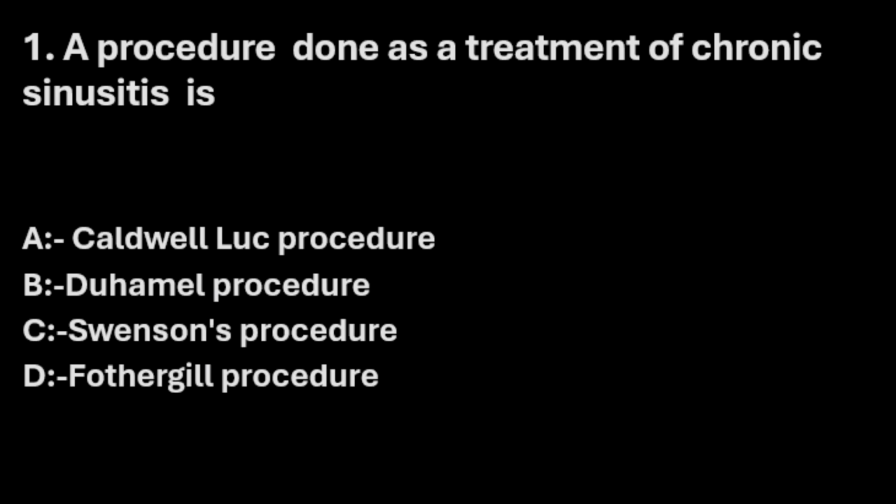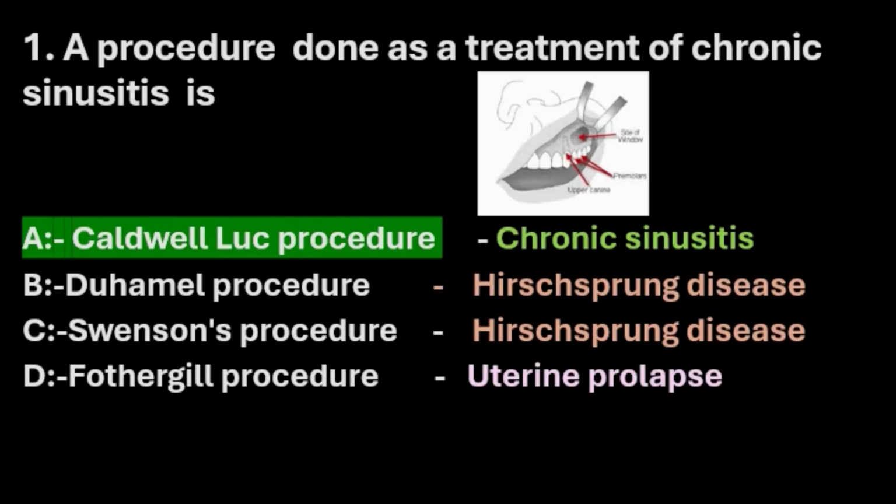The right answer here is option A, Caldwell-Luke procedure, which is for chronic sinusitis. You can see the diagram here. The other two procedures, Duhamel procedure and Swenson procedure, are done for Hirschsprung disease. Then Fothergill procedure is for uterine prolapse.